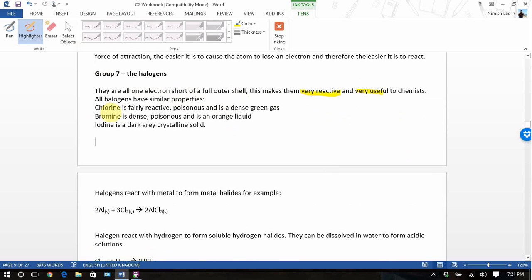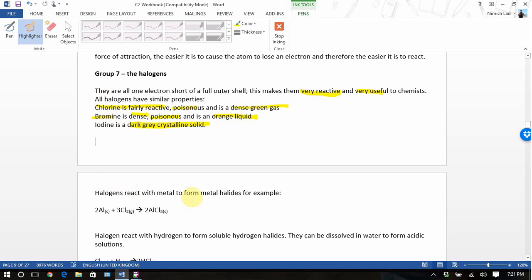So all halogens have similar properties. Chlorine is fairly reactive, it's a poisonous, dense green gas. Bromine is dense, just like chlorine. It's poisonous, just like chlorine. It's an orange liquid, so it's coloured, just like chlorine is. Iodine is a dark grey crystalline solid. Okay, so it's got a very specific colour, but different properties. It's so dense it's now become a solid.